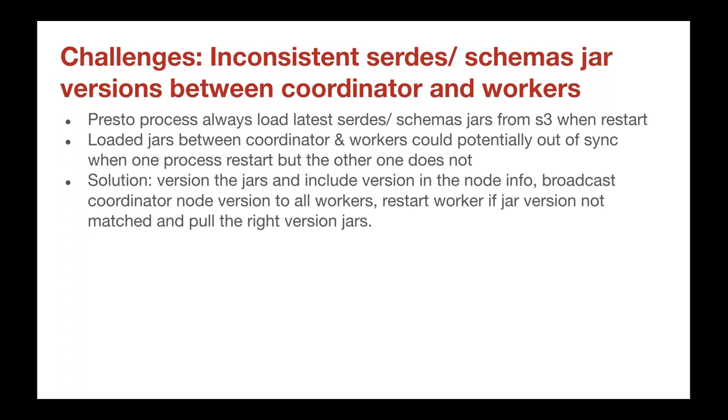To solve that, we label a version on the jars that we publish to S3, and we include the version number in the node info, and then we broadcast the coordinator's node info to all workers. Whenever a worker receives the node info from the coordinator and identifies that the version is mismatched, the worker will restart automatically. Once it has restarted, it will pull the right version of the jar from S3. In that case, we can always keep the coordinator's and workers' jar versions in sync.